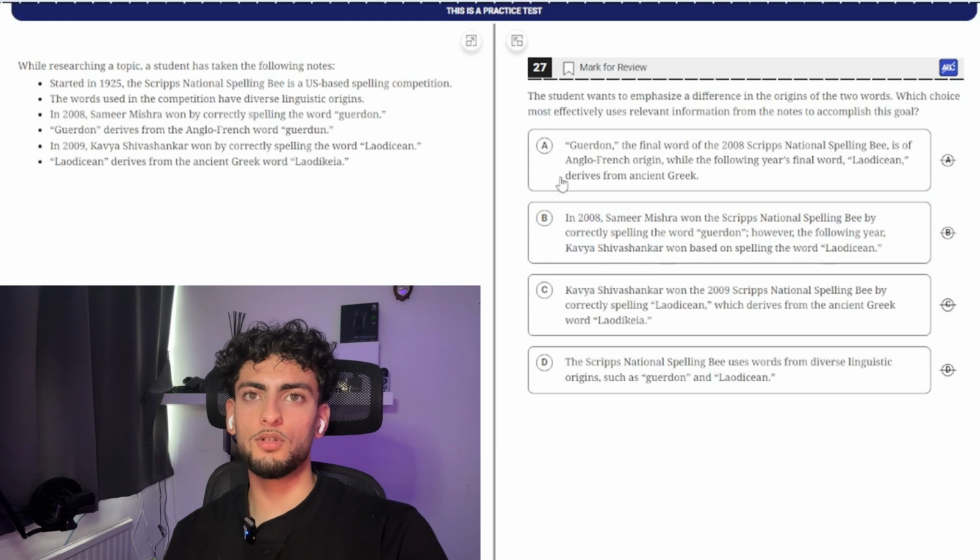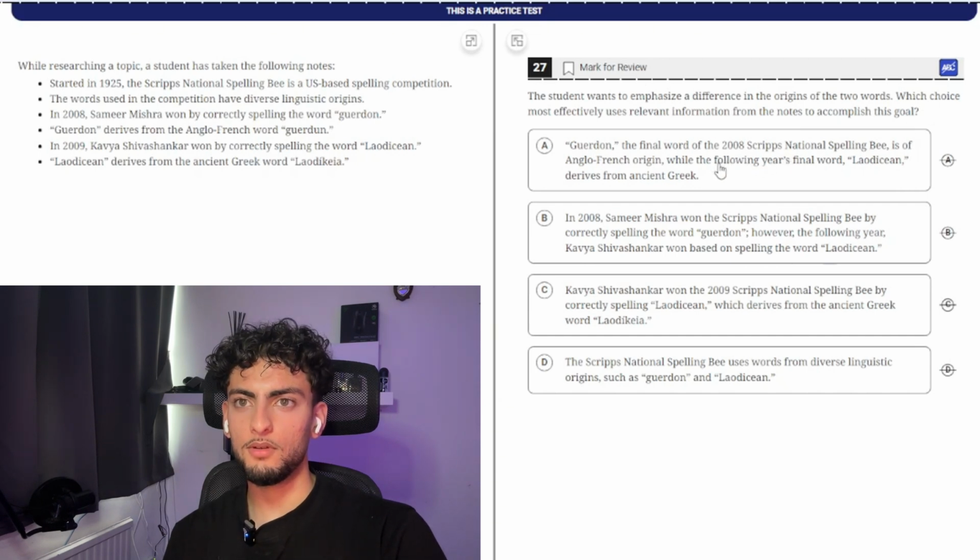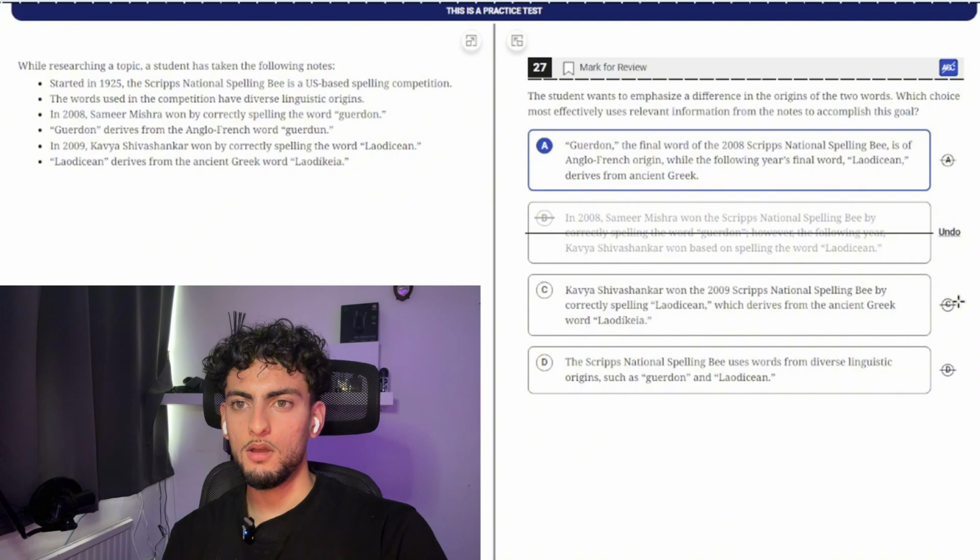Emphasize the difference in the origin of the two words. Most effective information from the notes to complete goal. That talks about difference. Doesn't talk about difference. It's 19. That doesn't talk about difference. And that does not talk about difference.